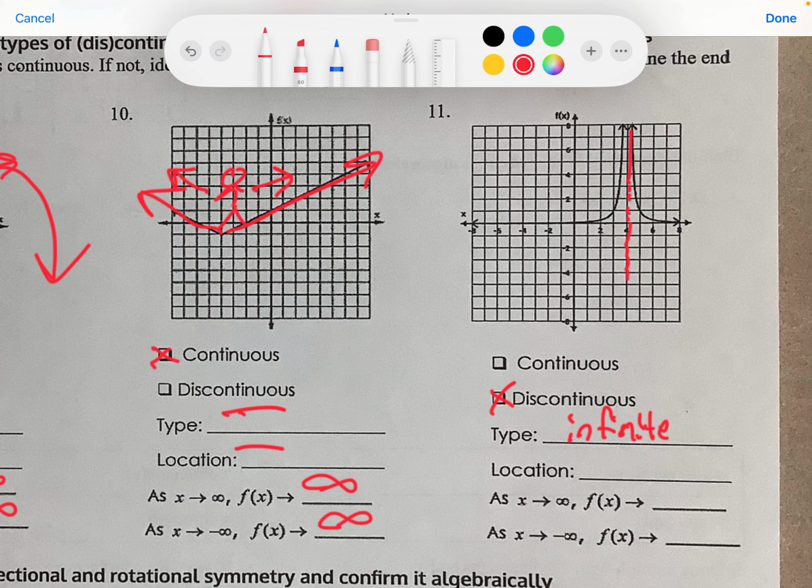Asymptote at x equals 4, so that's an infinite discontinuity. Location, x is equal to 4. Remember to include that x equals and no y values for this one.